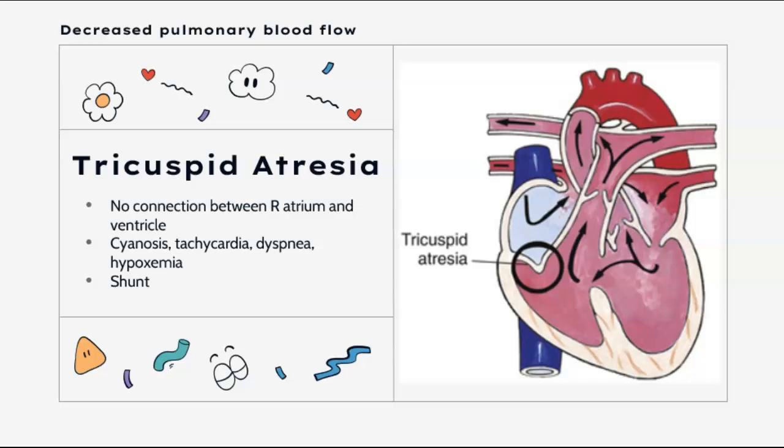Signs and symptoms will include cyanosis, tachycardia, and dyspnea. In older children, they might have signs of chronic hypoxemia with clubbing of the nails. Treatment is a shunt to increase blood flow to the lungs.